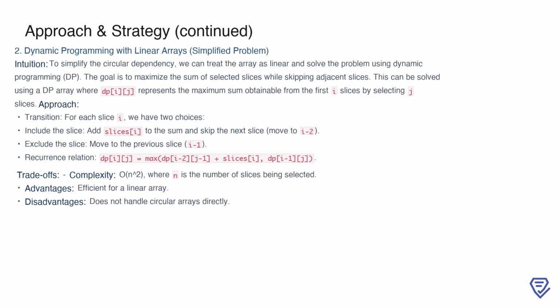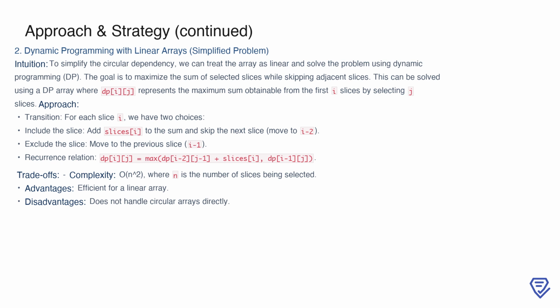For each slice, we have 2 options: include the slice, which adds its value to the sum and skips the next slice, or exclude the slice and move to the previous one. This logic is captured in the recurrence relation, dp[i][j] equals max of dp[i-2][j-1] plus slices[i], and dp[i-1][j].